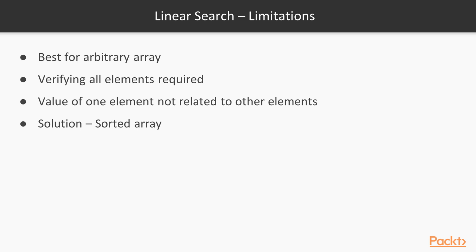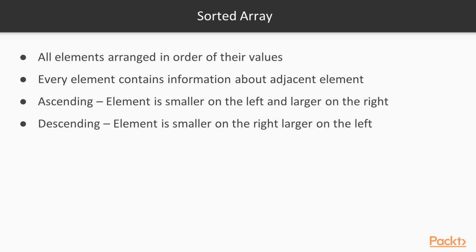But what information can one element have about another element in an array? One way to make elements have information about the other elements is to have a sorted array instead of just an arbitrary array. What is a sorted array? A sorted array is an array that has all the elements arranged in order of their values. When an array is sorted, every element contains the information that everything on the left is smaller than that particular element, and everything on the right is bigger, or the other way around if the order of the elements is opposite. But we will consider the arrays that are sorted in an increasing order from left to right.